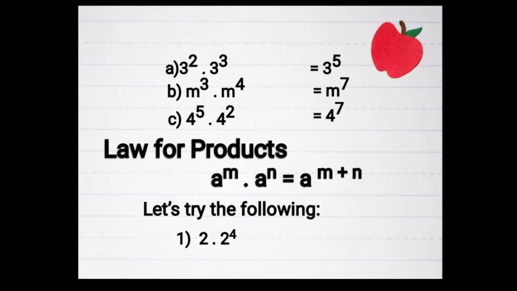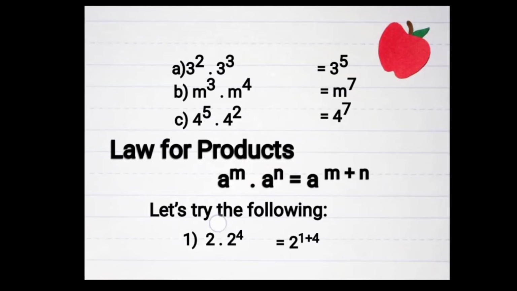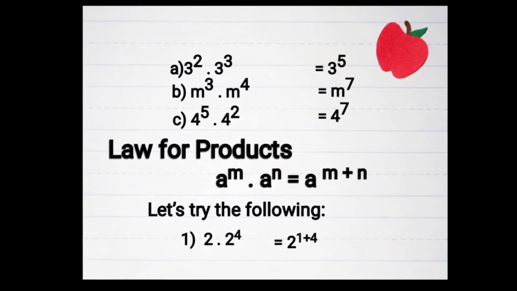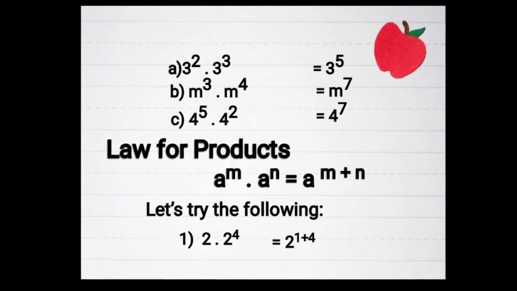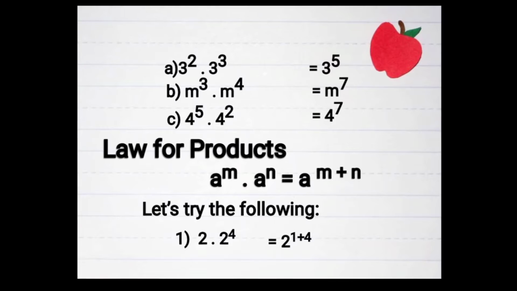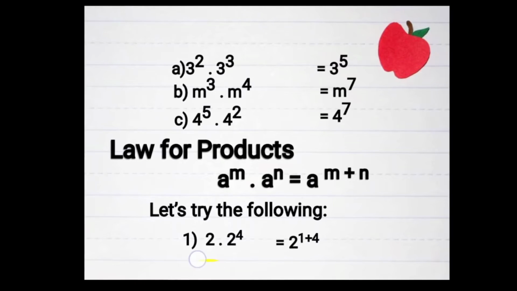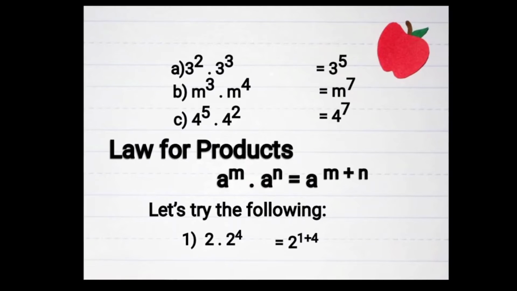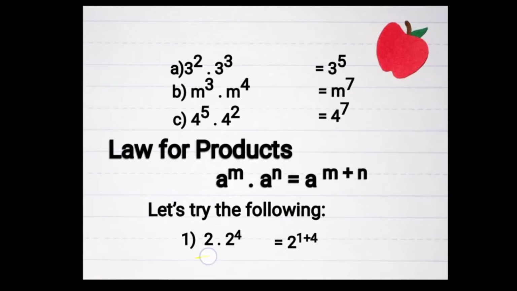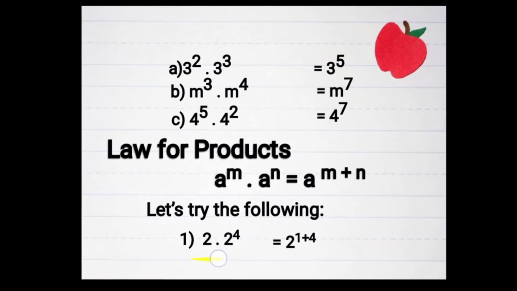Okay, what you are going to do is copy the base. We have 2, then add the exponents. As you can see, the exponent of the first expression is not visible, but you have to take note that it is automatically 1. Okay? When there is no visible exponent, automatically, that is 1. This 2 means in exponential form that is 2 raised to 1, or simply 2. So the exponent of this 2 is 1.